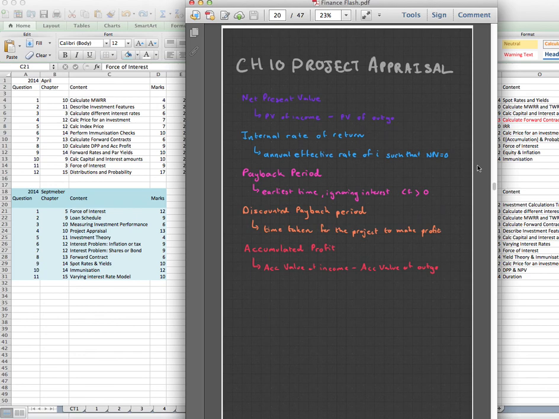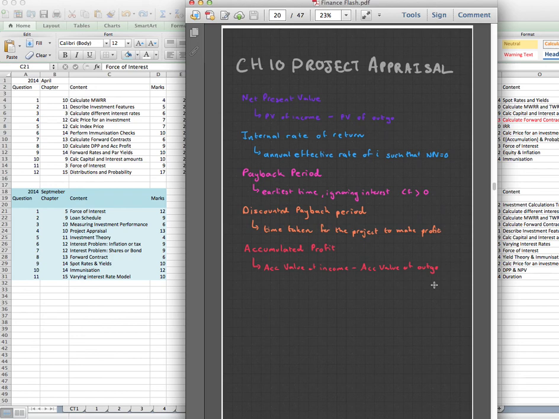Okay, chapter 10. 2 exam questions come out of this chapter, and it can total up to 20% of the paper. I've even seen some of the project appraisal questions being worth 18 and sometimes even 19 marks. Essentially, the theory of this is very easy. Net present value is present value of income minus present value of outgo. Internal rate of return is just the interest rate that makes the net present value equal to 0. Payback period and discount payback period are kind of self-explanatory, and accumulated profit is also quite simple.